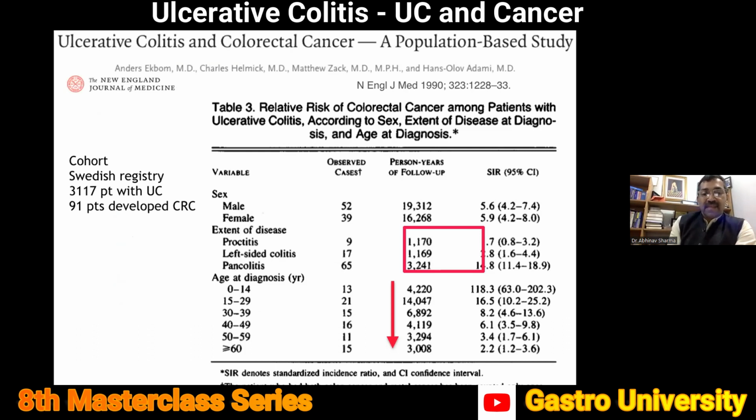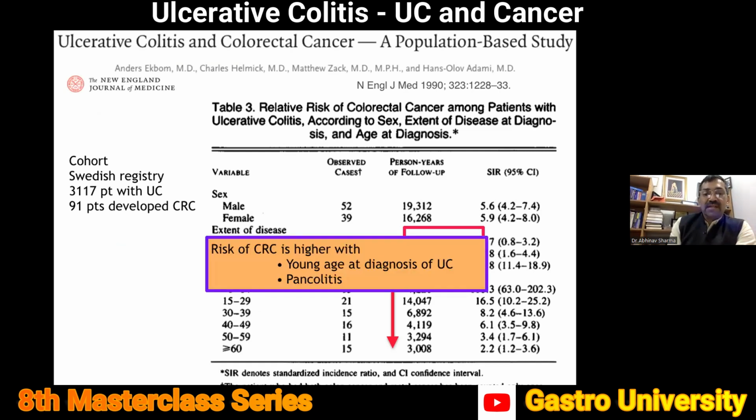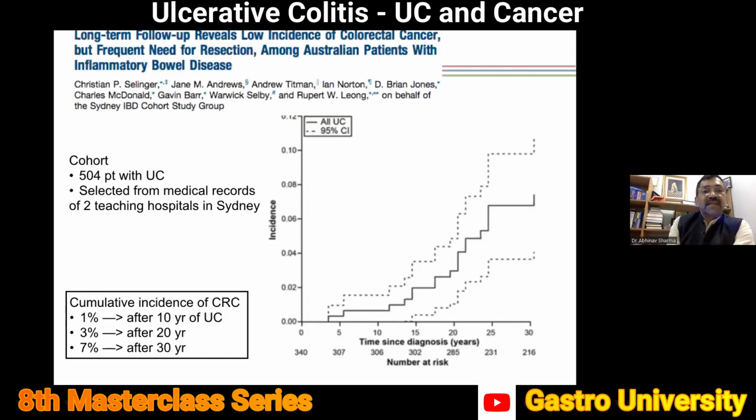And the earlier the age, the more the risk of colorectal cancer. So the conclusion of this meta-analysis was that the risk of colorectal cancer is higher with young age at diagnosis and presence of pancolitis rather than left-sided colitis.